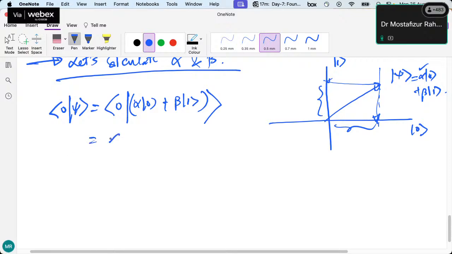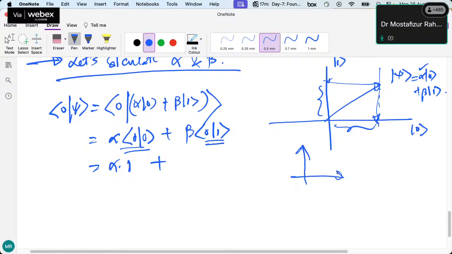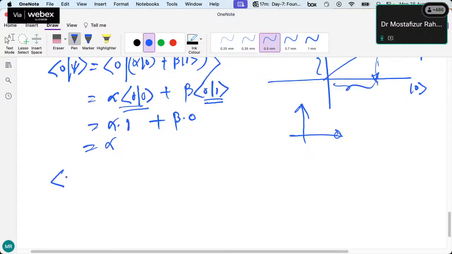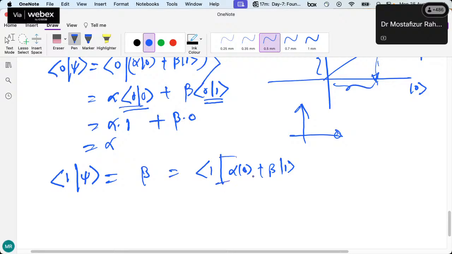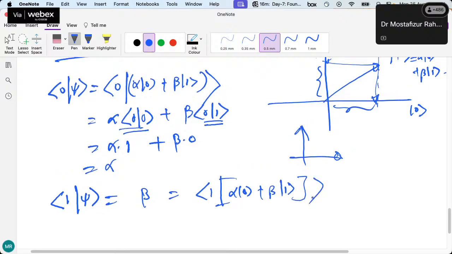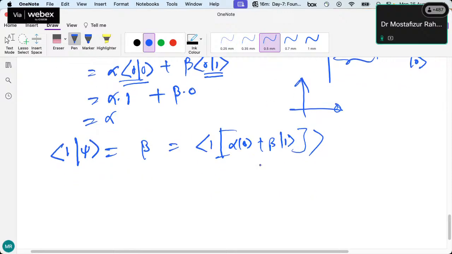we'll be getting alpha as a constant part, it will come outside, times the inner product of 0 with 0, plus beta times the inner product of 0 with 1. The first part is the dot product of the unit vector with itself, which equals 1. And because 0 and 1 are orthonormal basis vectors, their dot product equals 0. So beta into 0, and you will be getting alpha here. Similarly, if you do the projection on the basis 1, with Ket psi equal to alpha 0 plus beta 1, by simple multiplication you get beta.